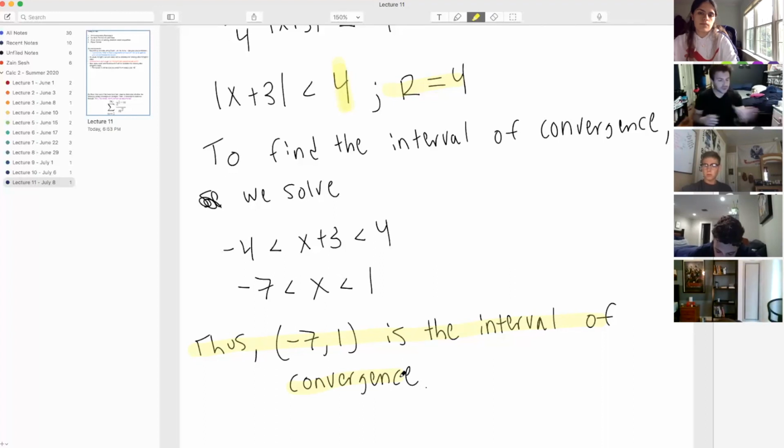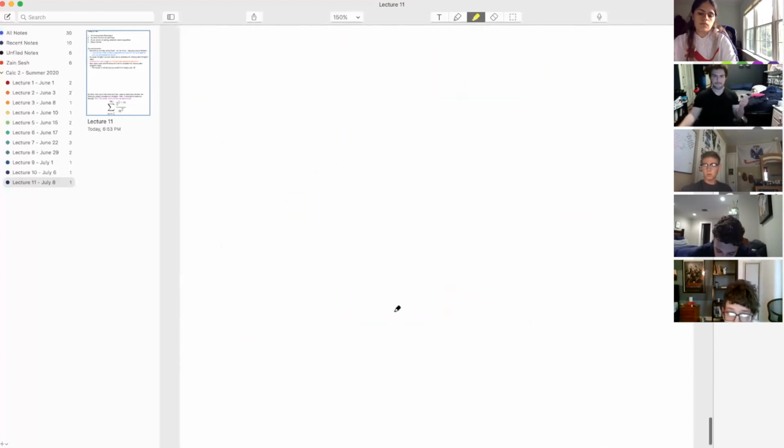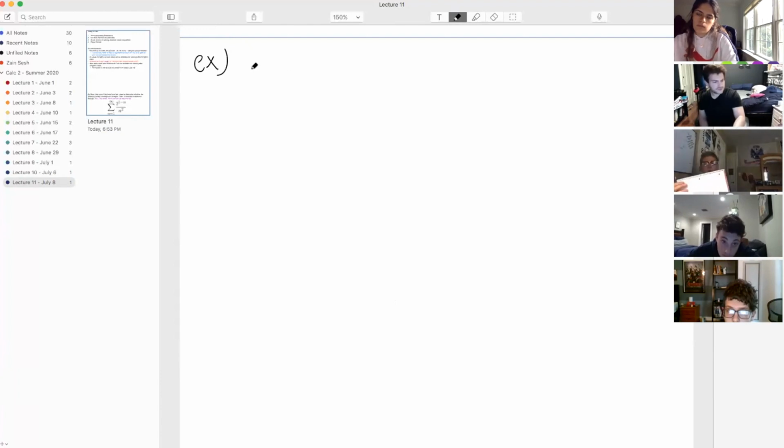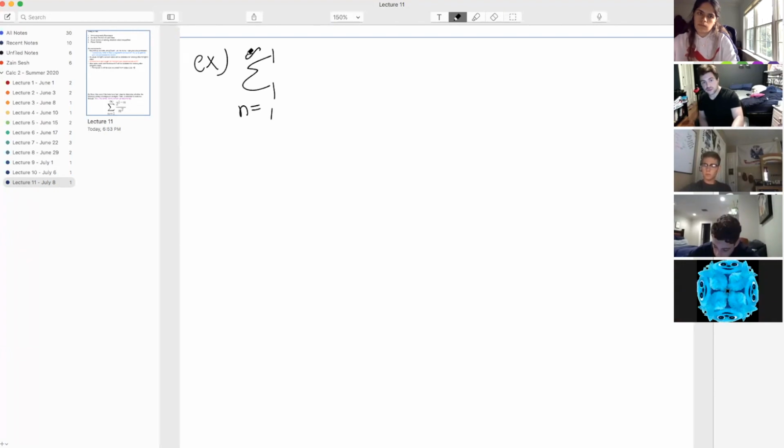All right, so let's do a slightly more complicated example. If you need me to scroll up, please just let me know. Let's look at the sum from n equals 1 to infinity. You'll see why we're starting at n equals 1. This is going to be 2^(3n) over n multiplied by (x - 2)^n.